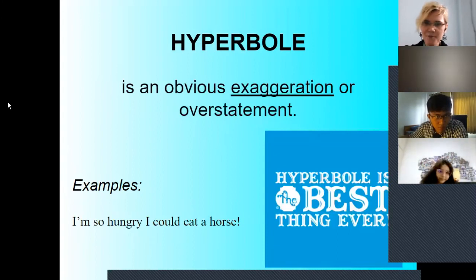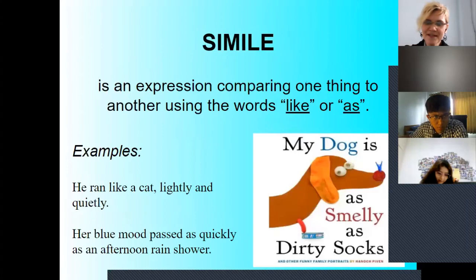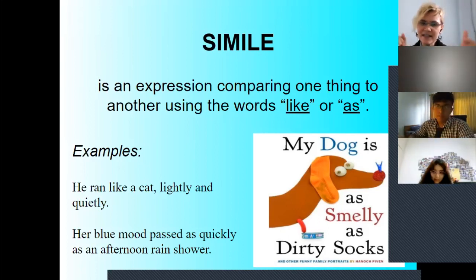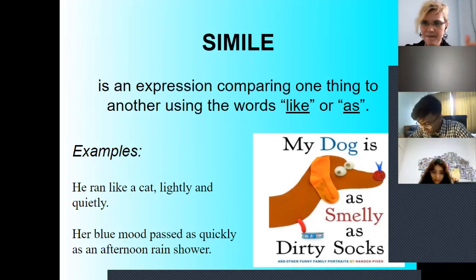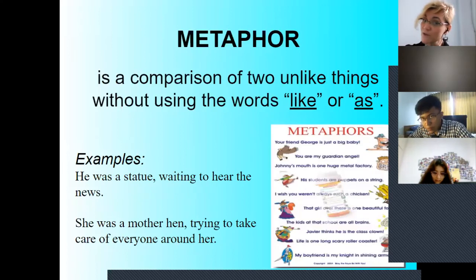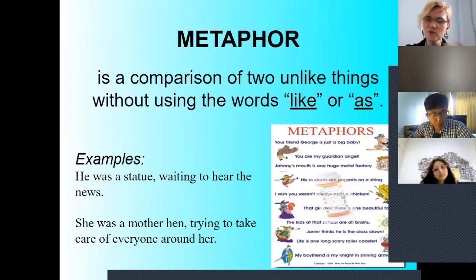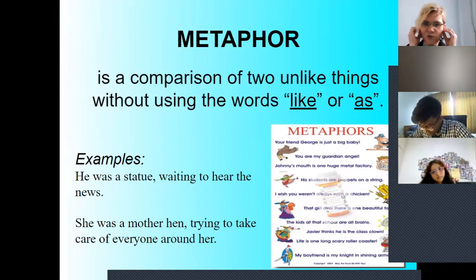We'll get to that. Hyperbole is exaggerating things. I'm so hungry, I could eat a horse. A simile is a comparison between two things, but the comparison is very clear. You use like or as. He ran like a cat, lightly and quietly. That is very clear, he is compared to a cat. A metaphor is also a comparison, but of two unlike things, and not that obvious. You do not use like or as. He was a statue waiting to hear the news.